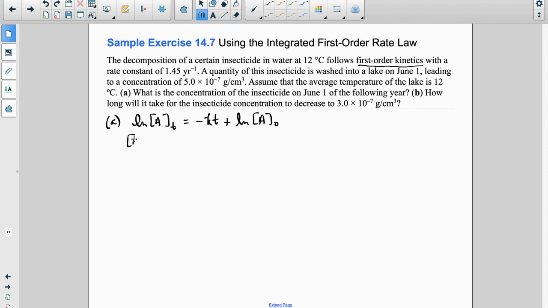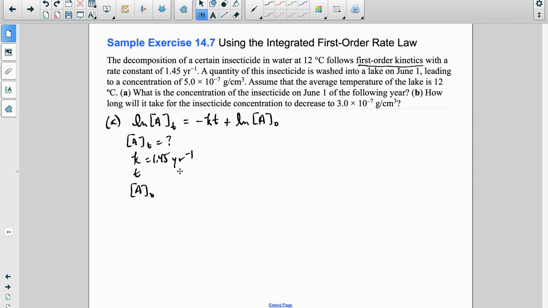So let me figure out my 4 quantities that I need to solve this problem. I need 3 of these quantities, and one of them is going to be my unknown. So the concentration at time t, let's look here. It looks like that's what we're trying to find. It says, what is the concentration on June 1st of the following year? So that's my unknown. Other information, the rate constant is given as 1.45 years to the minus 1.